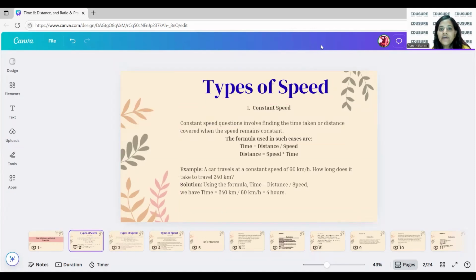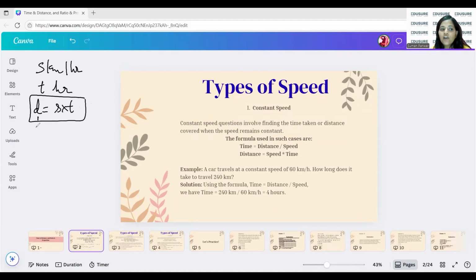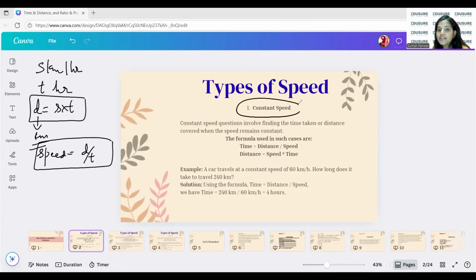So basically, if an object is moving with a speed of s kilometers per hour, in time t hours, then the distance is s into t. Okay. So that is in kilometers. Another formula for speed can be distance upon time. Okay. So that is the first type of speed that we talk about. That is the constant speed. Okay. So let us look at the example.